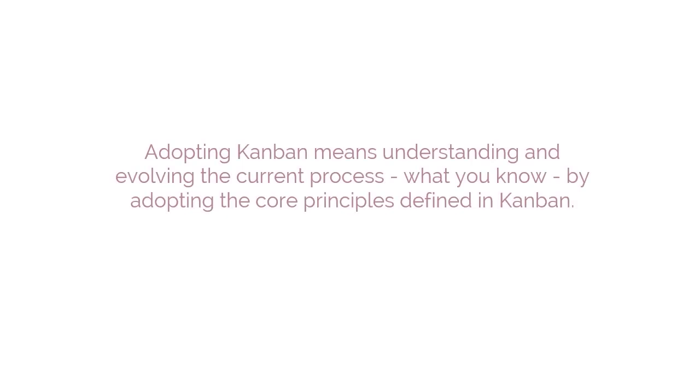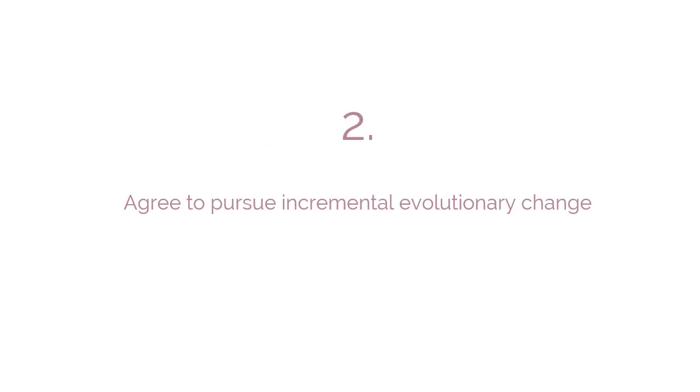The first philosophy states, start with what you know. Kanban does not define any particular set of policies or rules to follow. There is no such thing as a Kanban software development process or Kanban project management. Thus, adopting Kanban means understanding and evolving the current process, what you know, by adopting the core principles defined in Kanban.